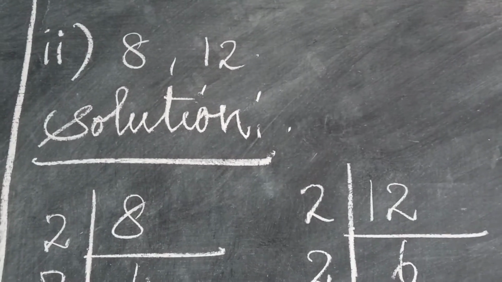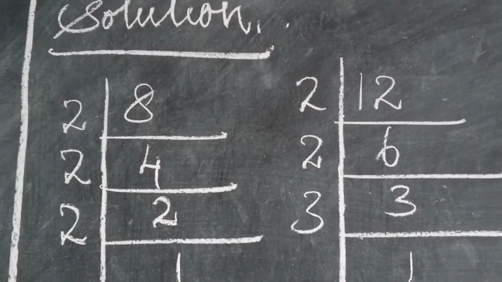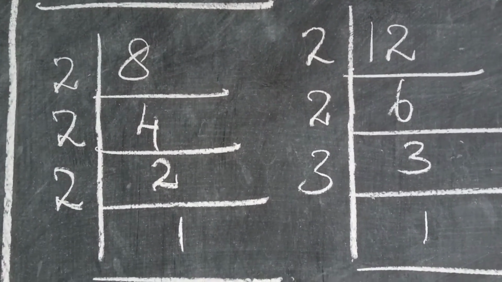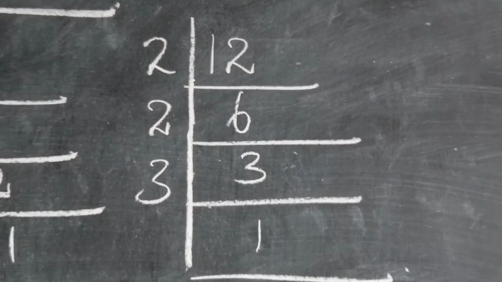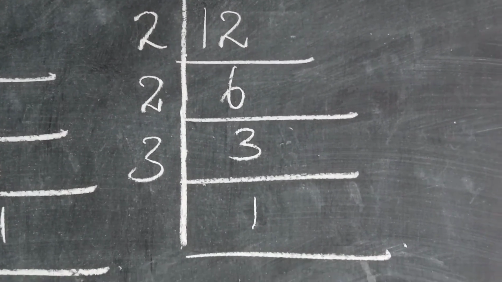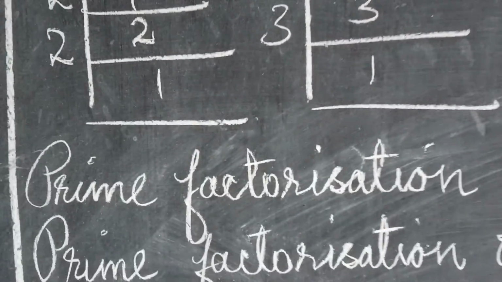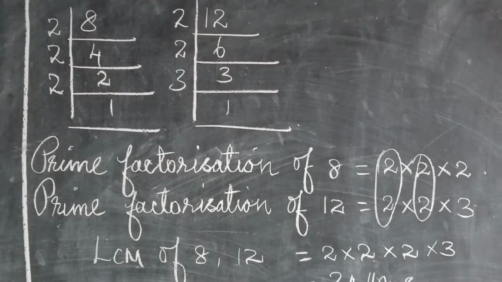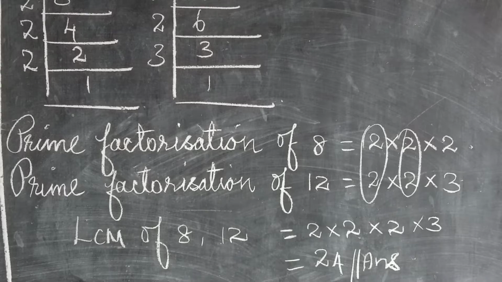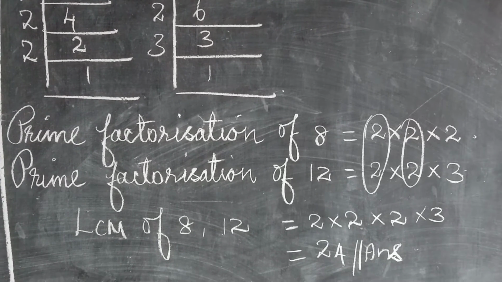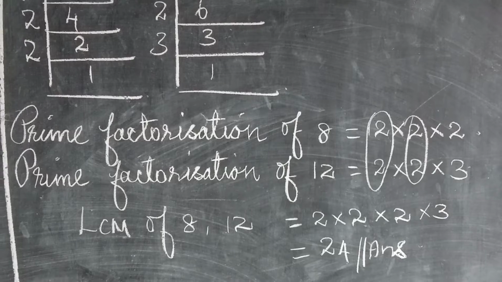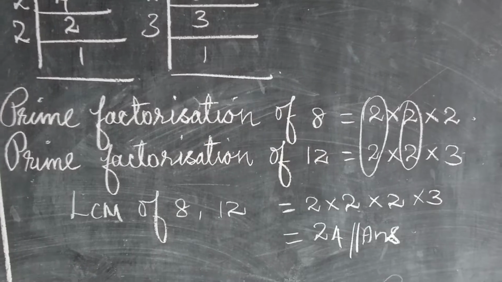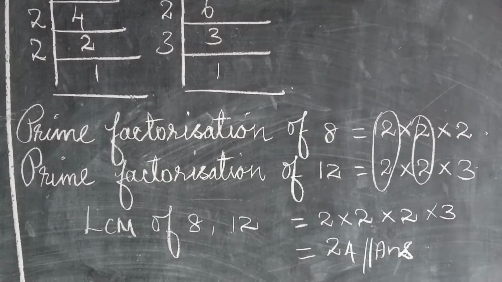Second sum 8, 12. So 8, we are doing the prime factorization method. 2 4s are 8. Again 2 2s are 4. 2 1 is 2. Same way 12. 6 2s are 12 and 3 2s are 6 and 3 1 is 3. We have written prime factorization of 8 is equal to 2 into 2 into 2. 3 2s are there. Prime factorization of 12 is equal to 2 into 2 into 3. That means common multiple here is 2, two 2s are there. That we are writing. Then again we have 2 into 3. When we multiply we get 24 is the answer.